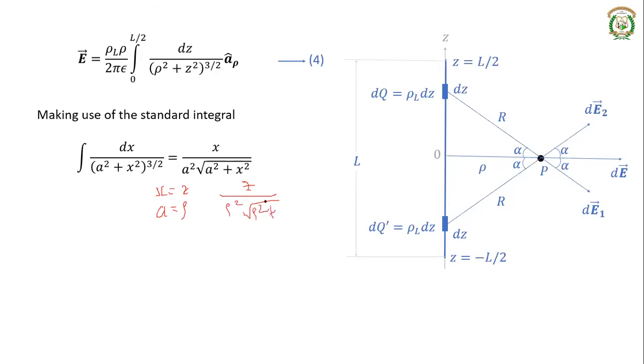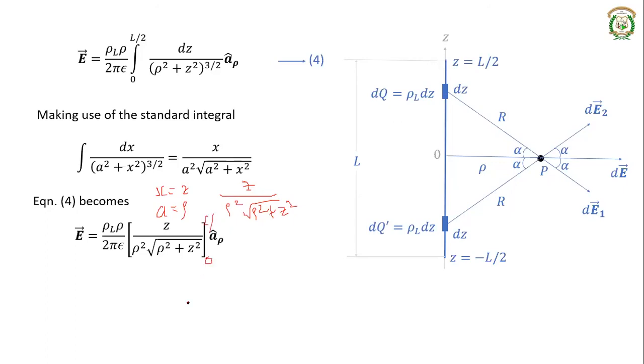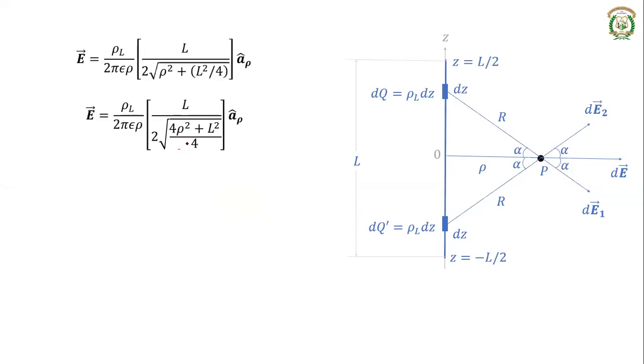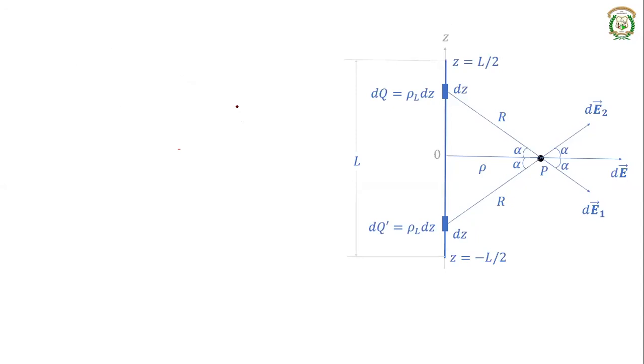So this term we will substitute here. If you do that, you will get z divided by rho square into square root of rho square plus z square, and the limits are from 0 to L by 2. If you substitute L by 2 as the limit, you get L by 2 divided by rho square into square root of rho square plus L by 2 the whole square. If you put 0, the term becomes 0, so I have not put that. If you try to simplify this, you'll get this. The previous case we had is right.